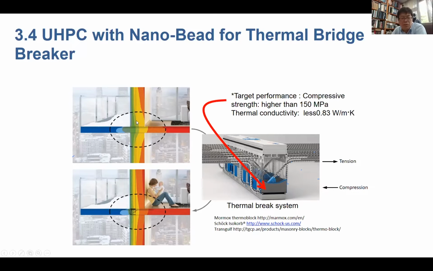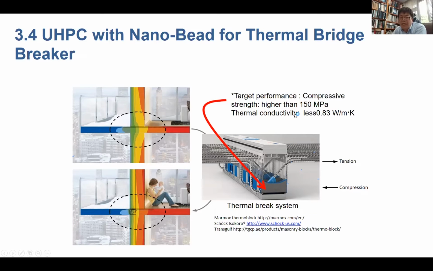That means the thermal bridge is cut down by some lower material. If you use a material with lower thermal conductivity, less than this much, you can see the temperature is kept inside the wall, while outside is the low temperature. This component is called a thermal break. This component has a high compressive strength on this side, resisting the compressive stress, but this bar uses some stainless rebar, so the heat transfer is cut down by this material.